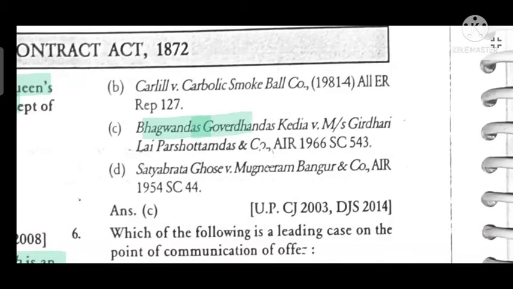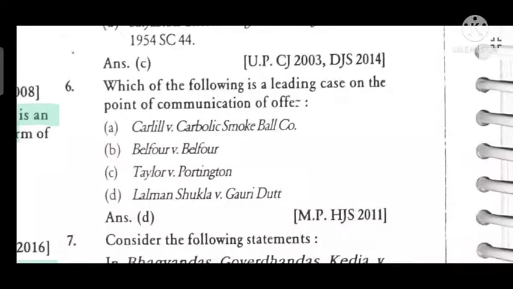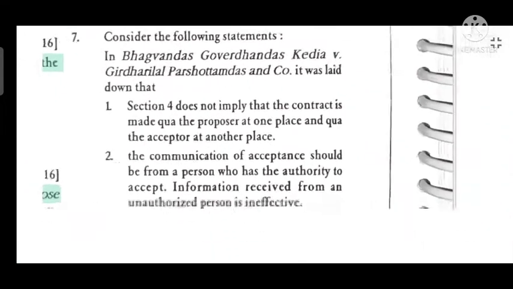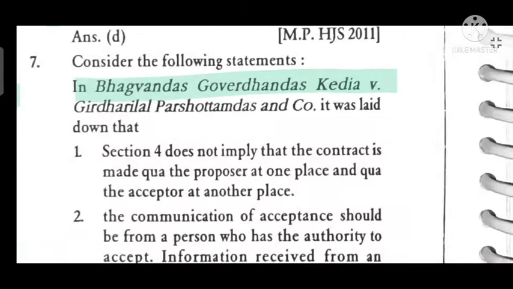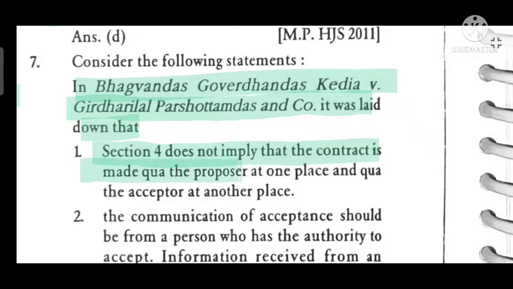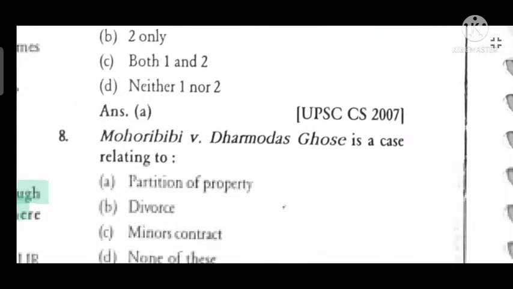Bhagwan Das Govardhan Das Kedia versus Mrs. Girdhari Lal Purushottam Das and Company, 1966. Which one of the following is a leading case on the point of communication of offer? Lalman Shukla versus Gauri Dutt. In Bhagwan Das Govardhan Kedia versus Girdhari Lal Purushottam Das and Company, it was laid down that Section 4 does not imply that contract is made quo the proposer at one place or quo the acceptor at another place.